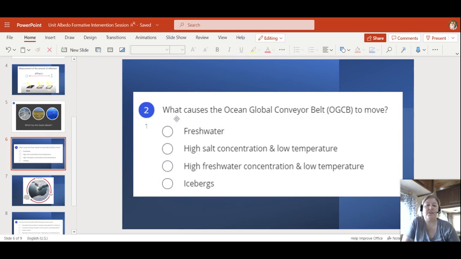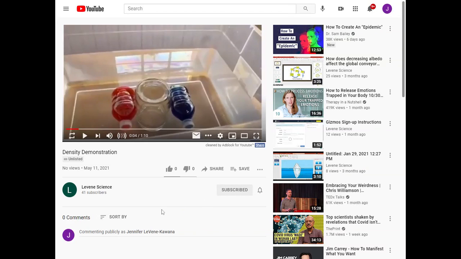Okay, so we talked about this also. What causes the ocean global conveyor belt to move? So let's watch a video real quick, or an experiment that could help you decide how it moves. Hi, so we're going to watch this video real quick. The red bottle is a container of warm fresh water, and the blue bottle is a container of cold salt water, so salty water. So let's watch and see what happens when she takes the caps off.